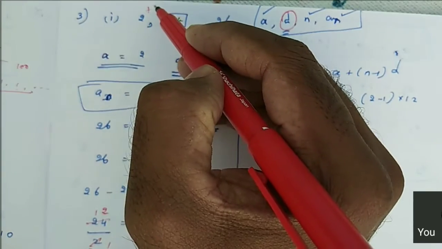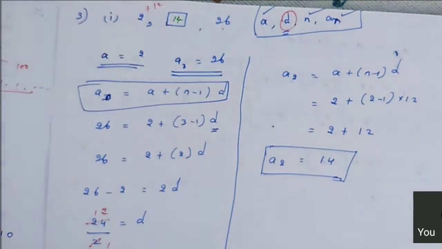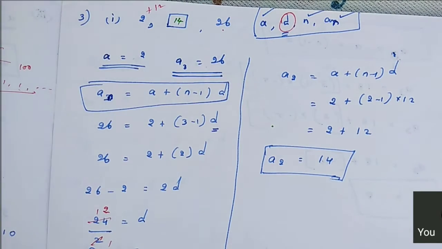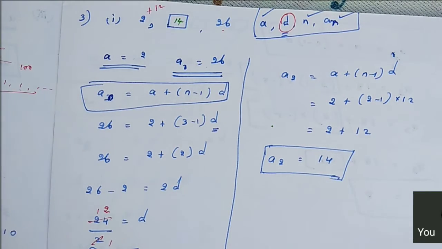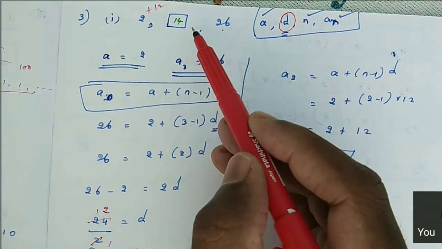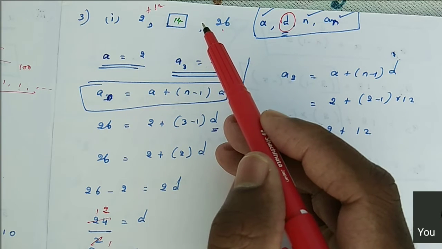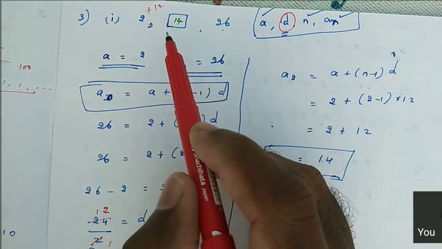12 plus 2, right? A plus 12. A plus D, that is A plus 12. So 2 plus 12 became 14. We found it, right? Are you clear? It is a shortcut method.